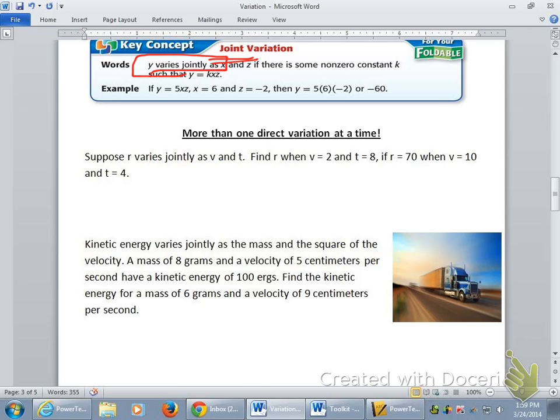If it's a direct variation, we'd say y equals k times x. But now it's going to be a joint variation, which means more than one variable at a time, so it's y equals kxz. All we did was add an extra variable. Look, y equals kx is direct with x, and y equals kz is direct with z.